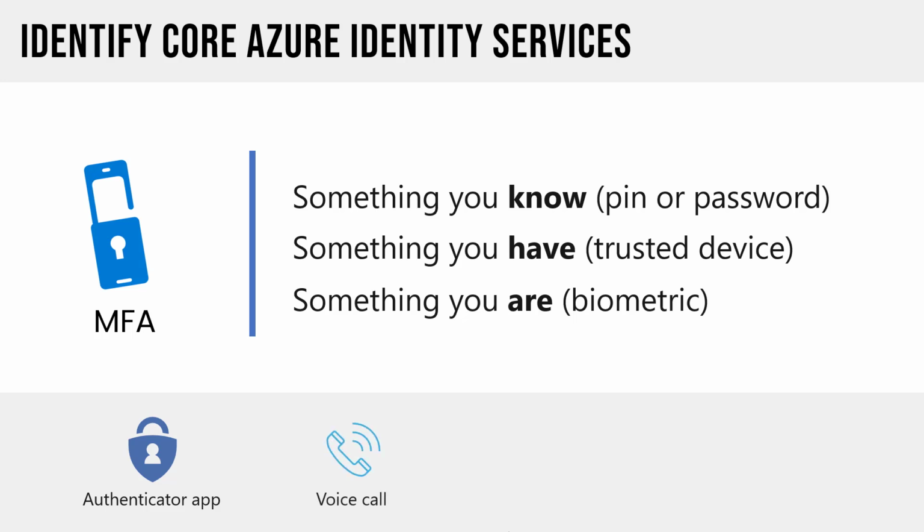Voice call, so you can receive a voice call as that second factor, listen to the message, and essentially hit the pound symbol for the second factor. You can use an SMS message.